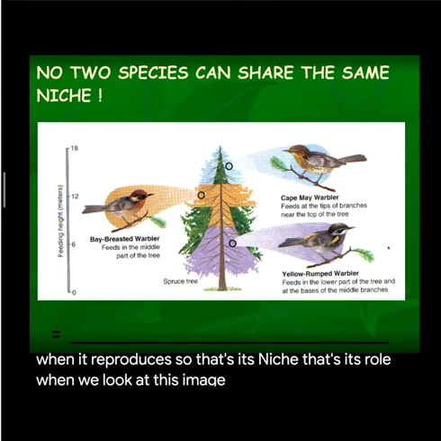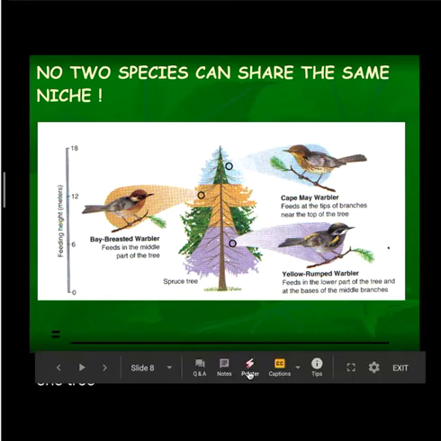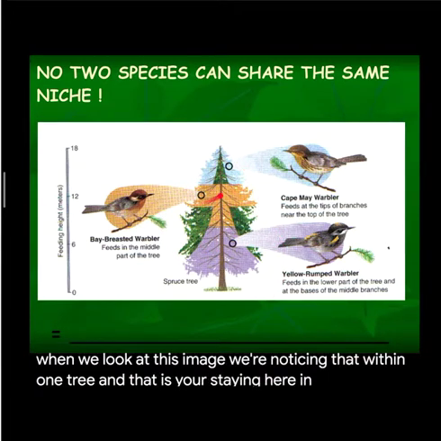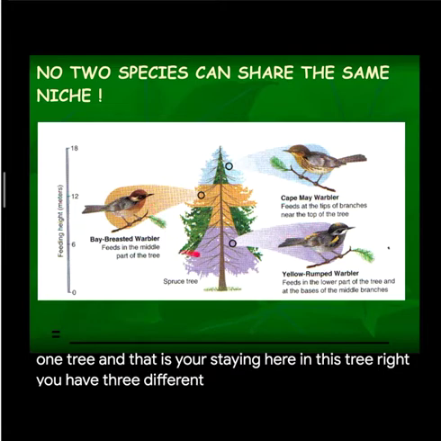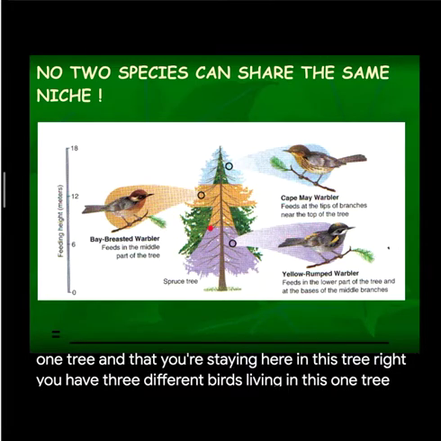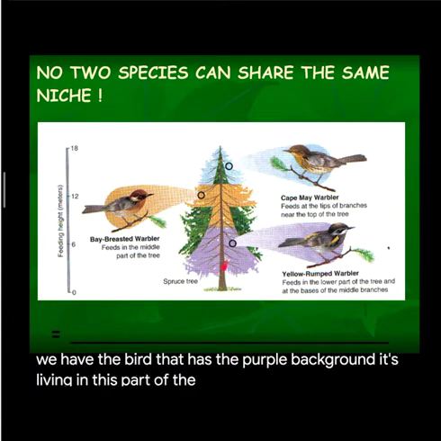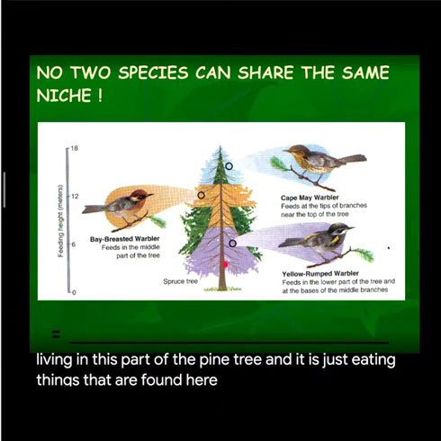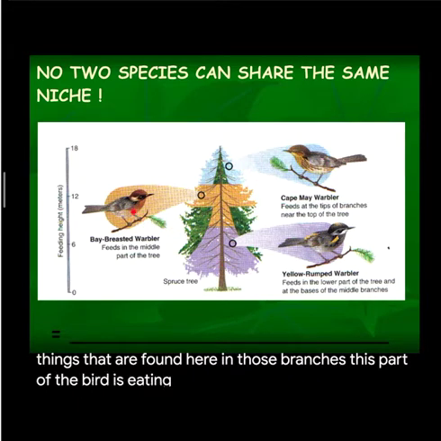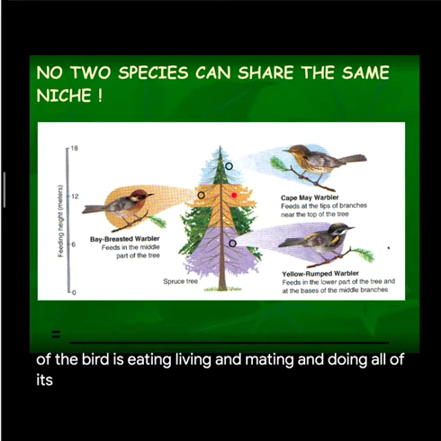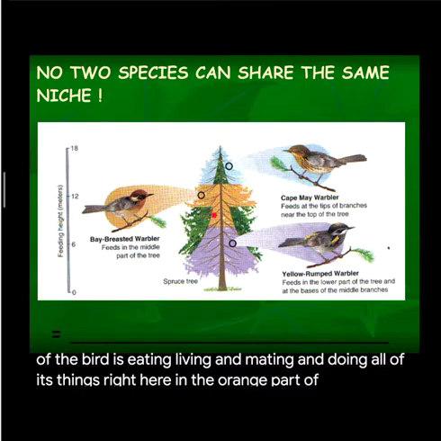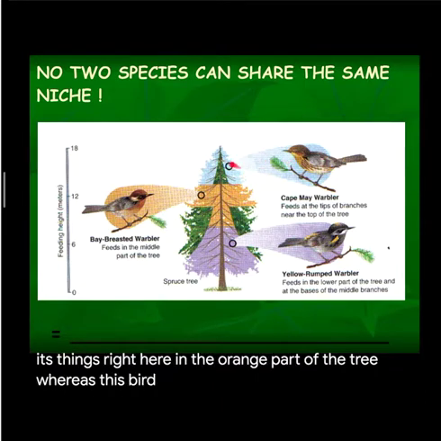When we look at this image, we're noticing that within one tree, you're seeing here, in this tree, you have 3 different birds living in this one tree. We have the bird that has the purple background. It's living in this part of the pine tree, and it is just eating things that are found in those branches. This bird is eating, living, and mating and doing all of its things right here in the orange part of the tree, whereas this bird lives at the top.